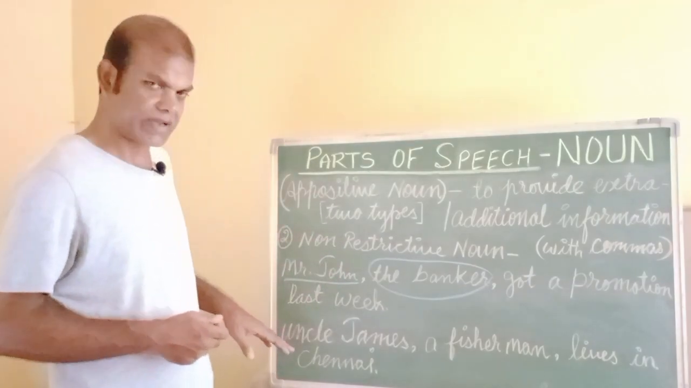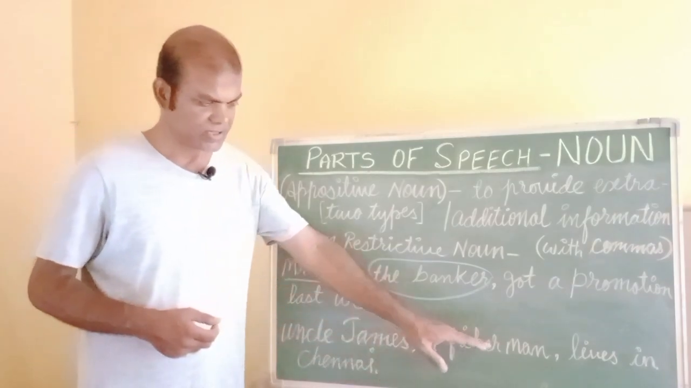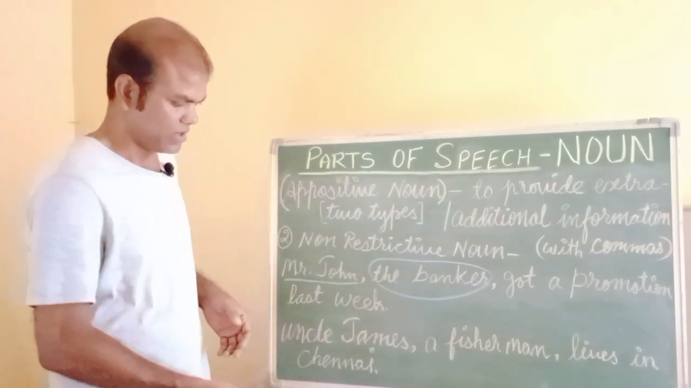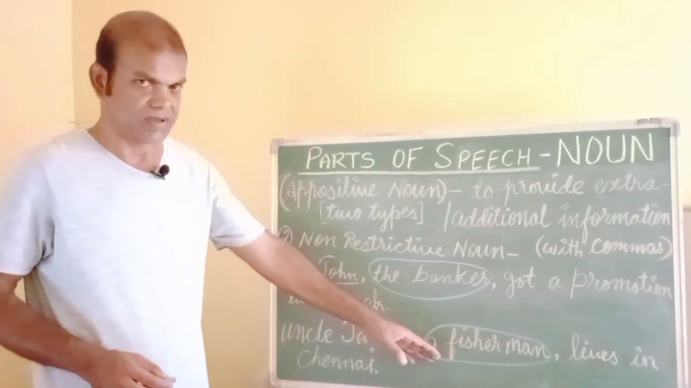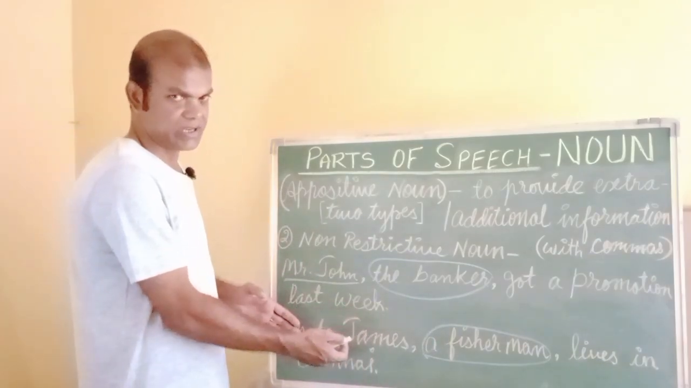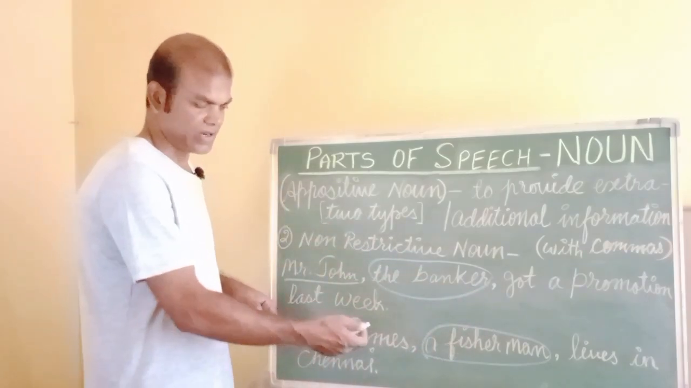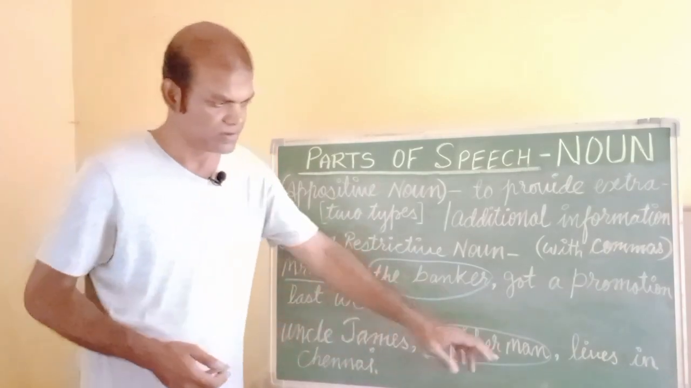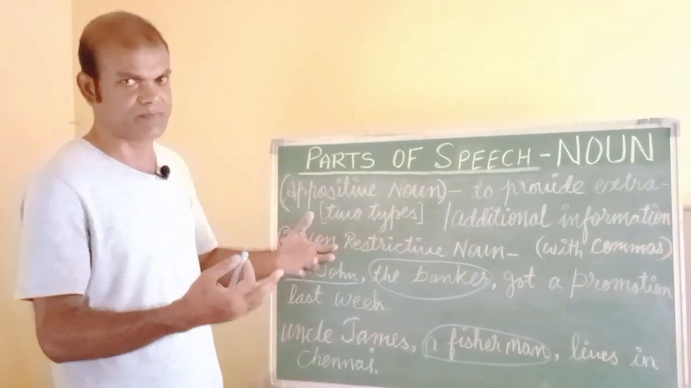Okay, now we'll go with the second example. Uncle James, a fisherman, lives in Chennai. This also is a complete sentence, it is understood. This is the appositive noun which is added as extra information about Uncle James. Now Uncle James, who is a fisherman, lives in Chennai. Now if we remove the appositive noun, a fisherman, we'll get the sentence Uncle James lives in Chennai. Alright, it is okay. It is a complete sentence.